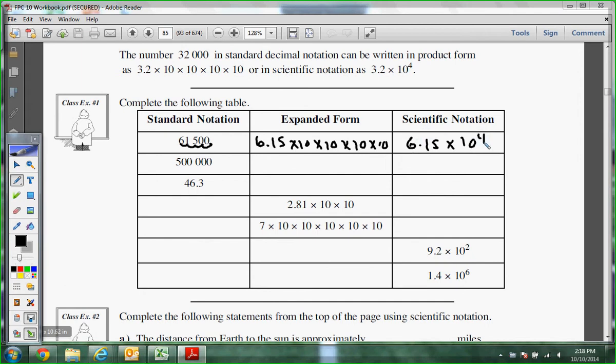Okay, for this one, 5. 1, 2, 3, 4, 5 with 5 tens. So it'd be 5 times 10 to the 5th. 46.3 we write as 4.63 times 10. So just 10 to the 1.